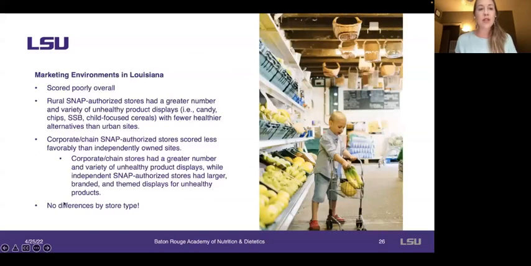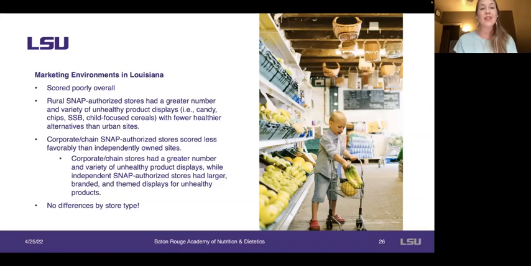And so just to show it to you in a different way, some of the takeaway points from implementing the Grow Promo in Louisiana: marketing environments in these SNAP authorized stores scored poor overall. Rural stores had a greater number and variety of these displays with less healthy products and less healthier alternatives like fruits and vegetables. And corporate and chain stores scored less favorably than independently owned sites. As I mentioned, the corporate chain sites had a greater number and variety of unhealthy product displays, but the independent SNAP authorized stores had larger branded and themed displays, whereas the corporate settings had fewer.